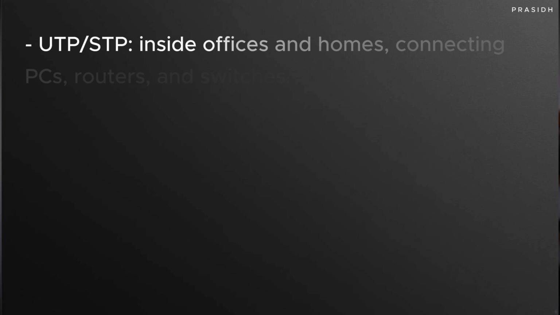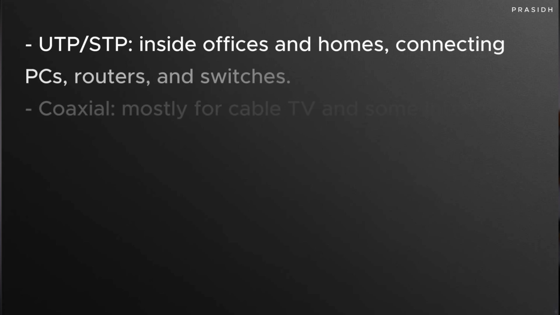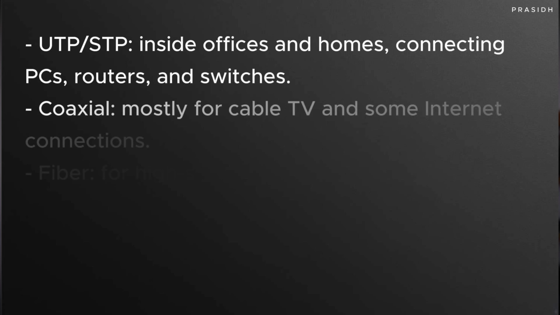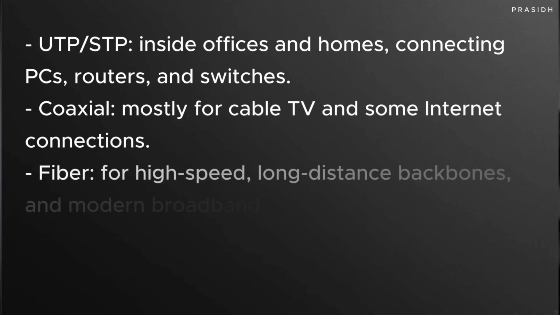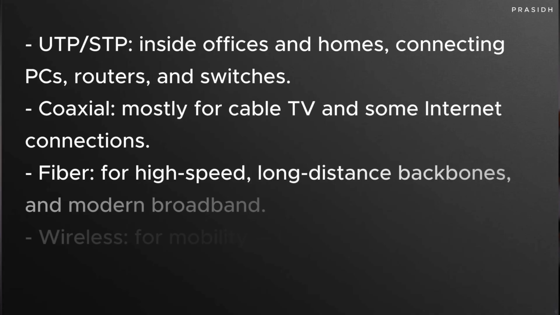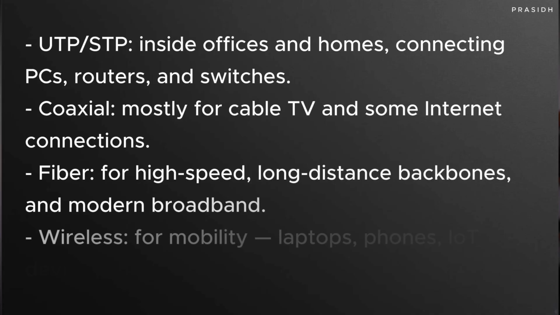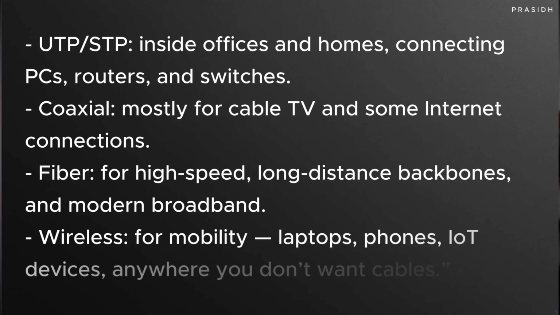Where each is used. So, where do we use these? UTP or STP inside offices and homes, connecting PCs, routers, and switches. Coaxial, mostly for cable TV and some internet connections. Fiber for high speed, long distance backbones and modern broadband. Wireless for mobility, laptops, phones, IoT devices, anywhere you don't want cables.